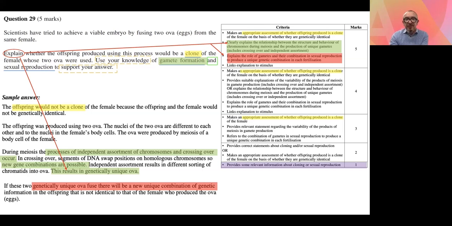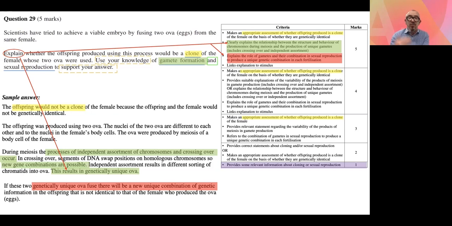Now, in all cases, the marking criteria will be explicitly linked to the actual question. So at the bottom of the page there, we have a sample answer. If you follow yourself around the arrows, you'll note that, again, cubed it, the verb is an explain. Now, looking at the marking criteria provided by NESA, for 5 out of 5, it clearly explains the relationship between the structure and behavior of chromosomes. So there's your knowledge and understanding, and the production of unique gametes. So that's the sexual reproduction component of it.